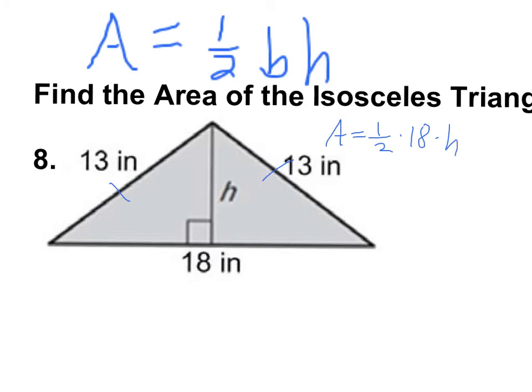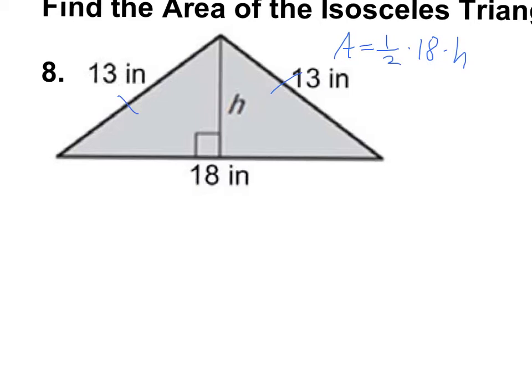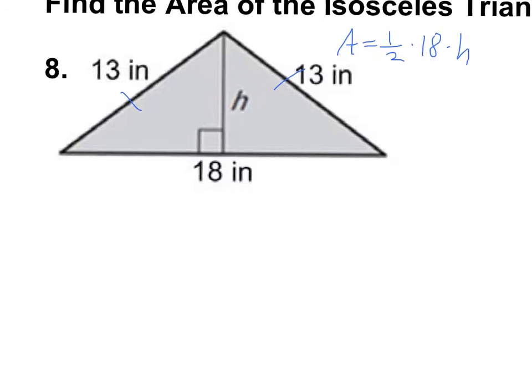So, in order to find the height, what we're going to do is take just one of these triangles. I'm going to take the one on the right, and I know it has a height of h. I don't know what that is. I know it has a hypotenuse of 13, and because this is an isosceles triangle, the height line, the altitude, is going to split the base evenly into two. So that means this and this will be the same, so they're both 9.